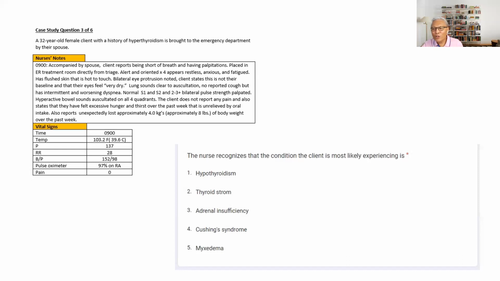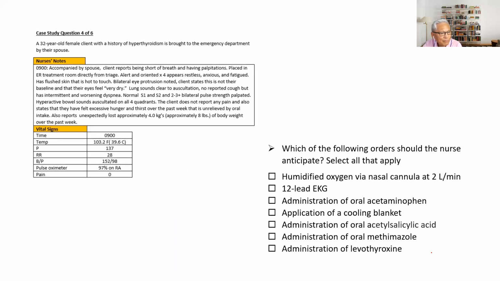Okay, very good. You all got that correctly. The client's manifestations show that she is hypermetabolic, and therefore this is going to be a manifestation of thyroid storm. Okay, and question number 4, which of the following orders should the nurse anticipate? So it's still the same information, but we're now going to look at a list of orders, and check whether or not they're appropriate.